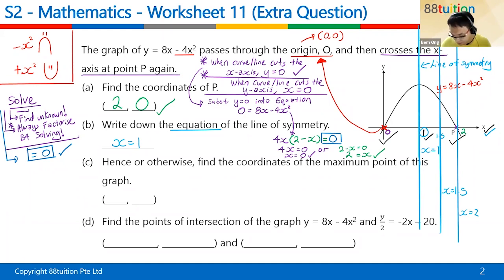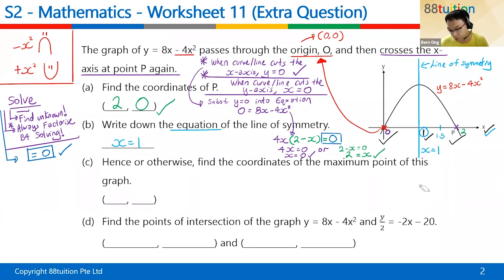All right. So this x equal to 1 is actually the name of the line of symmetry. So you must understand how to form the equation also lah. It's not that difficult, really. So you must say x equal to 2. Can? All right, it's okay.